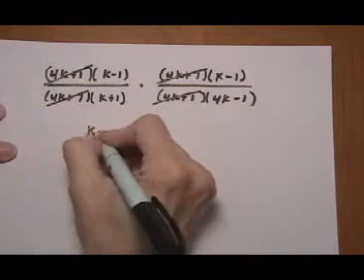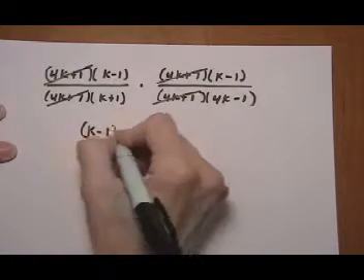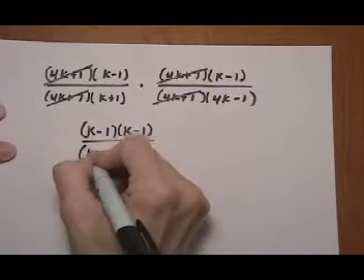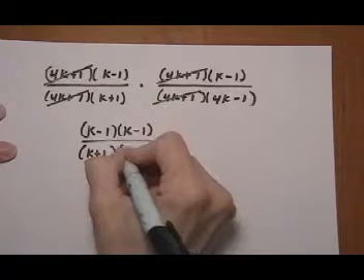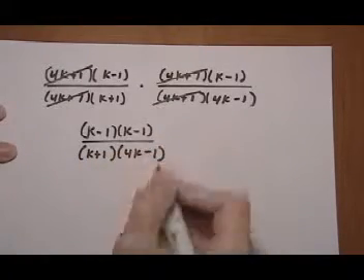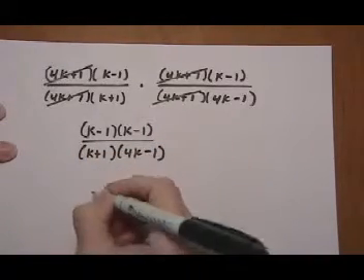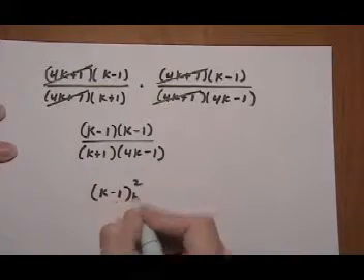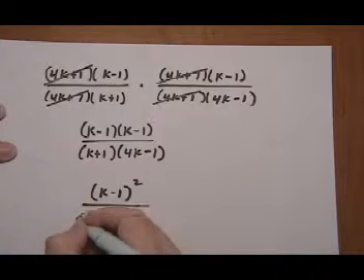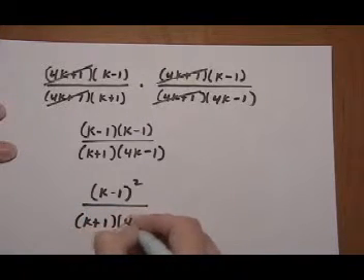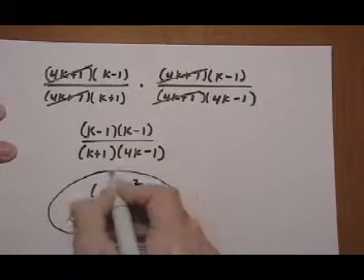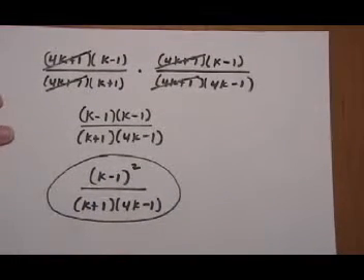So that leaves us with (k − 1) all over (k + 1)(4k − 1). So you can either leave it like that, or a more common way to write the final answer is k − 1 is happening twice, so it's squared, over (k + 1)(4k − 1). And that would be the final answer there.